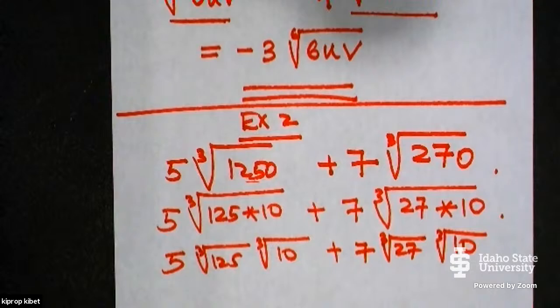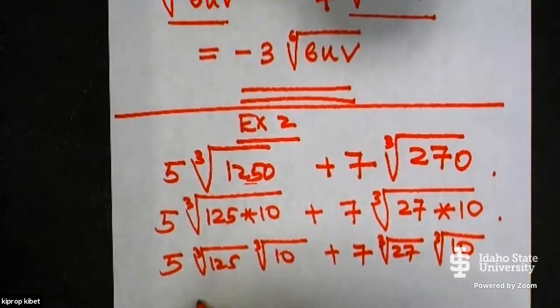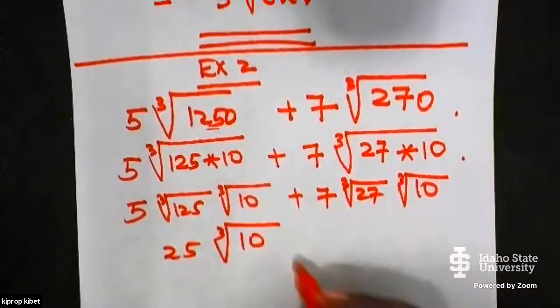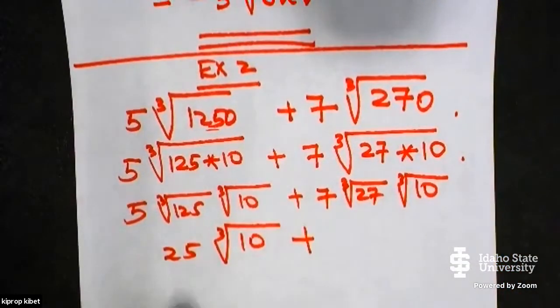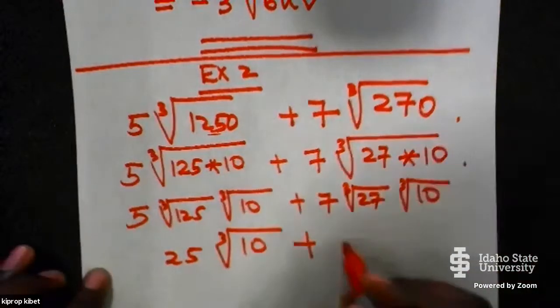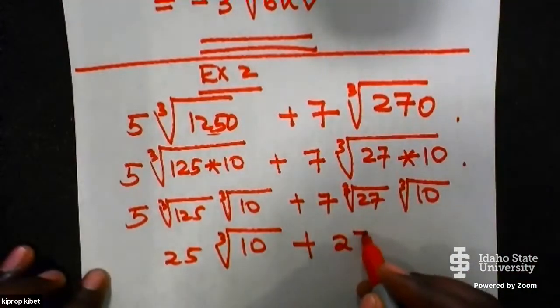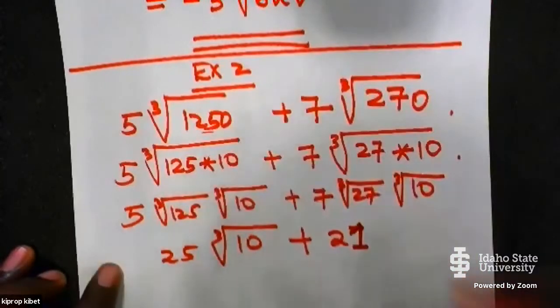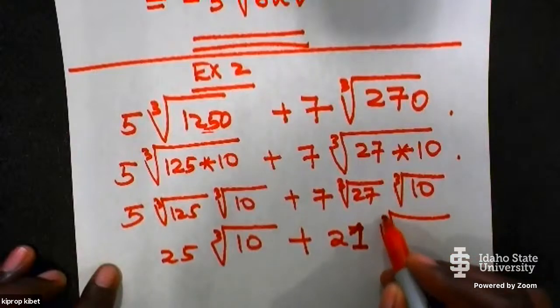So 5 times 5 is 25, the cube root of 10. Plus, this is 27. What is the cube root of 27? It is 3, right? So 3 times 7 is 21. So 21 the cube root of 10.